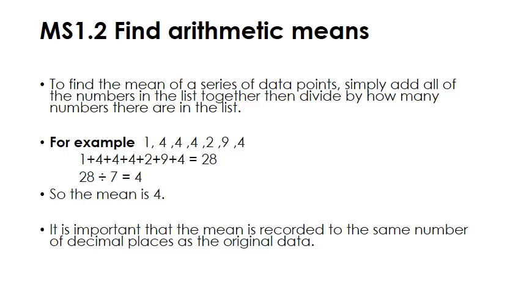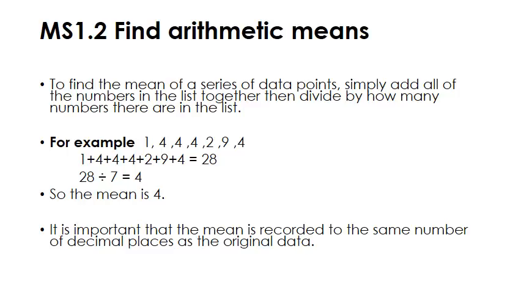So, for example, if we had 1, 4, 4, 4, 2, 9, and 4, to find the arithmetic mean of that set of data, you simply add them all together, which gives us 28. And then there are 7 different numbers there. So you divide the 28 by 7, which gives 4. So the mean of those 7 numbers is 4.